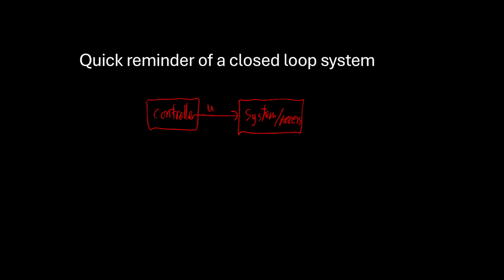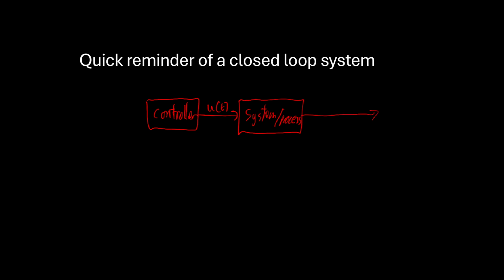So just a quick reminder of a closed loop system. Remember from the first lecture, a closed loop system looks like this. You have your controller, and that controller outputs a signal to your system or your process. Now, the signal that goes from controller to system is U(t). So typically control textbooks will call this U(t).